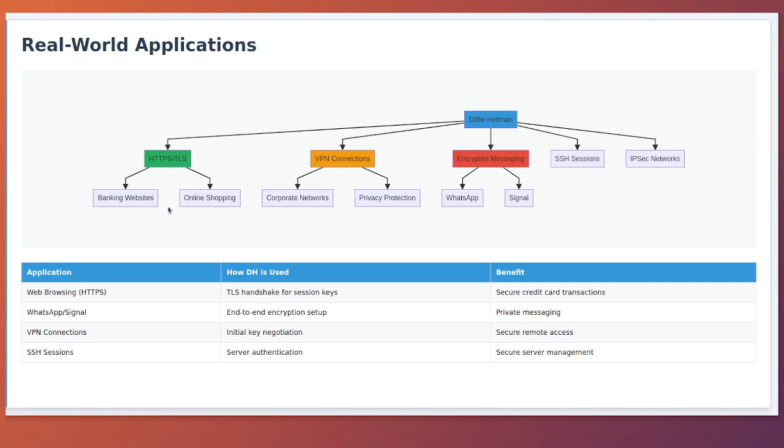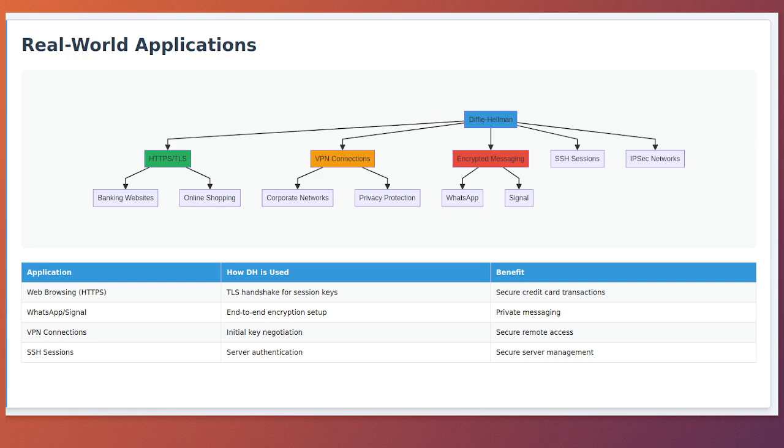HTTPS and TLS. Every time you see the padlock icon in your browser or visit a website starting with https://, there is a good chance Diffie-Hellman is involved. When your browser connects to a secure website, it often uses Diffie-Hellman to establish a shared encryption key. This happens in milliseconds, creating a secure tunnel for your credit card numbers, passwords, and personal information.